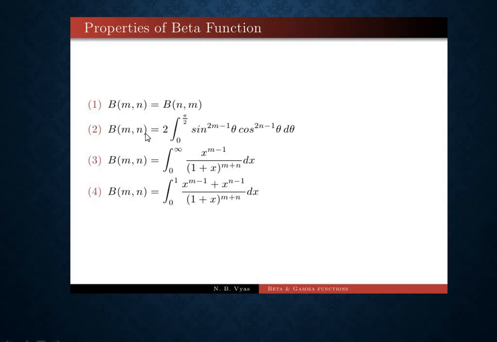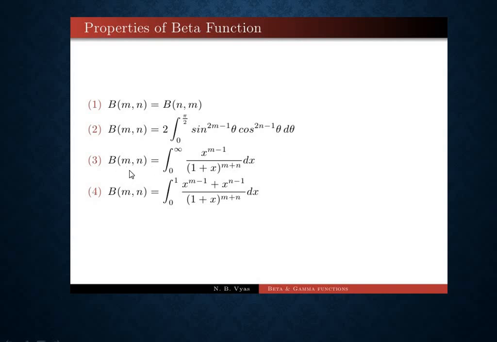Similarly, beta of m comma n is equal to 2 into integral 0 to pi by 2 sin power 2m minus 1 theta cos power 2n minus 1 theta d theta. Beta of m comma n is equal to 2 into integral 0 to pi by 2 sin power 2m minus 1 theta cos power 2n minus 1 theta d theta. This one also we will prove.